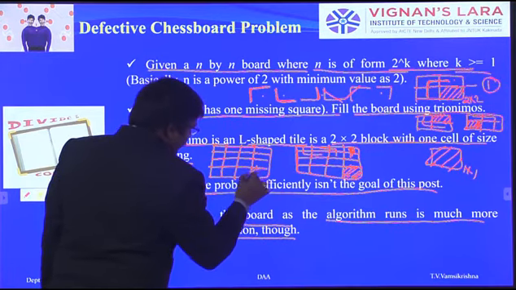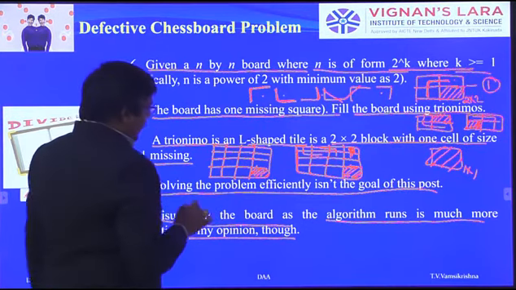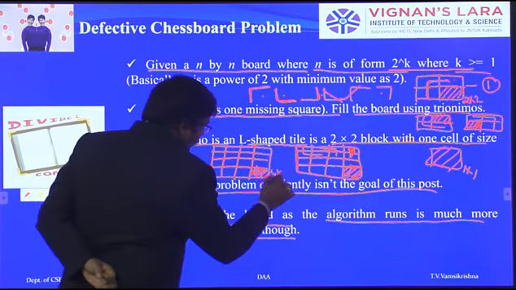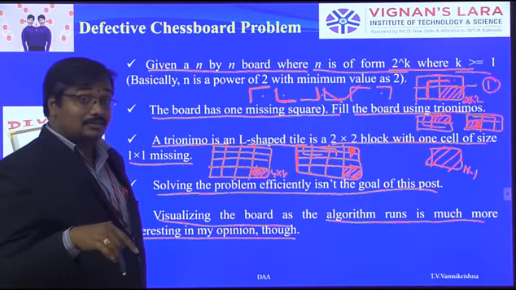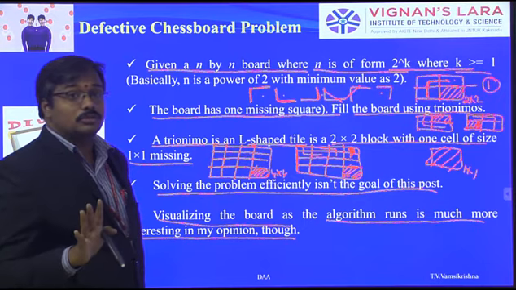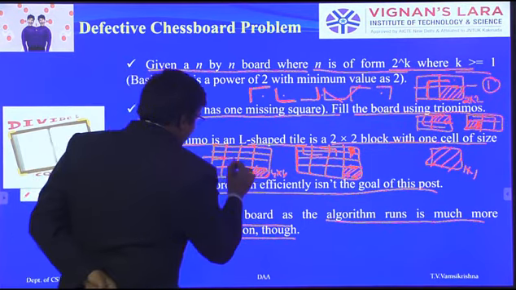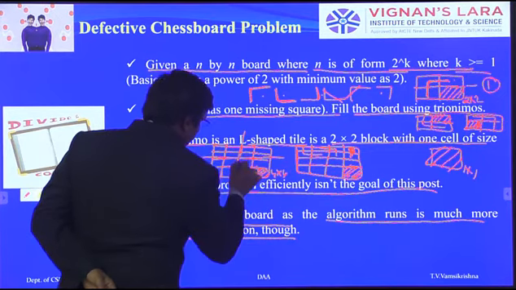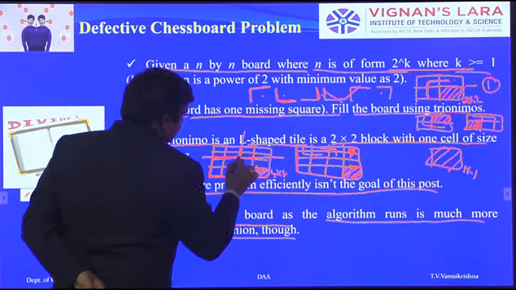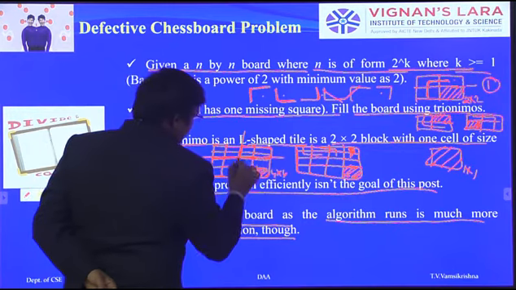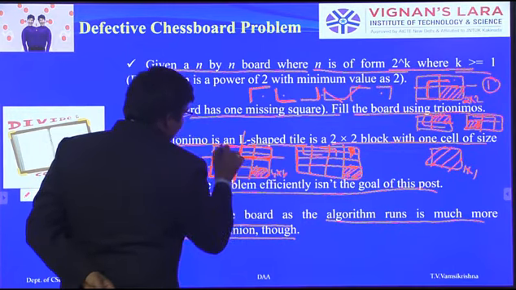Suppose this is a defective chessboard, meaning this is a defective tile. At this time, this is a 4 by 4 chessboard. Initially the 4 by 4 chessboard is imagined as four 2 by 2 chessboards. This is one chessboard, this is another. This is one 2 by 2 chessboard. This is another 2 by 2 chessboard. This is another 2 by 2 chessboard. This is another 2 by 2 chessboard.